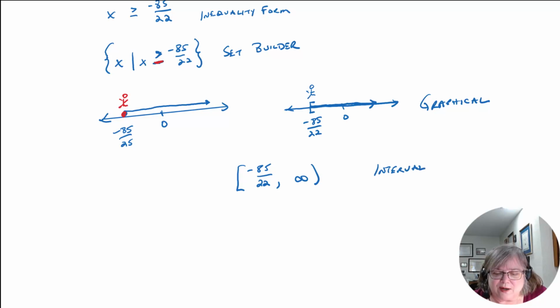Now, for interval form, you always go left to right. So my leftmost viable point is negative 85 over 22. I have 25 over here, over 22. And I go as far to the right as I care to go, all the way to infinity. And remember, infinities are always rounded off. And we have that number. Now, we're going to do another problem or two, and then we're going to talk about some of the little unusual ones where you have all real numbers or no solution. And we're going to get started here in just a second.